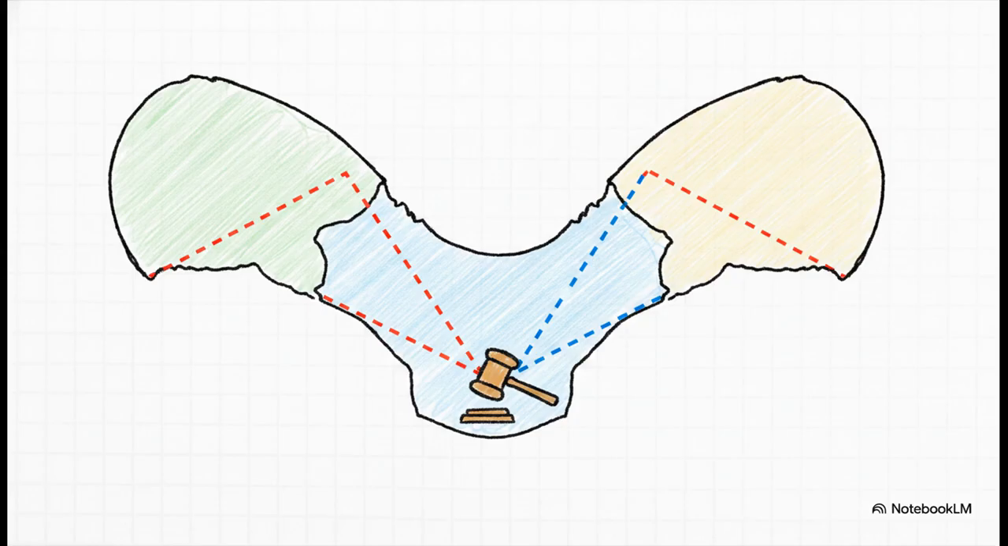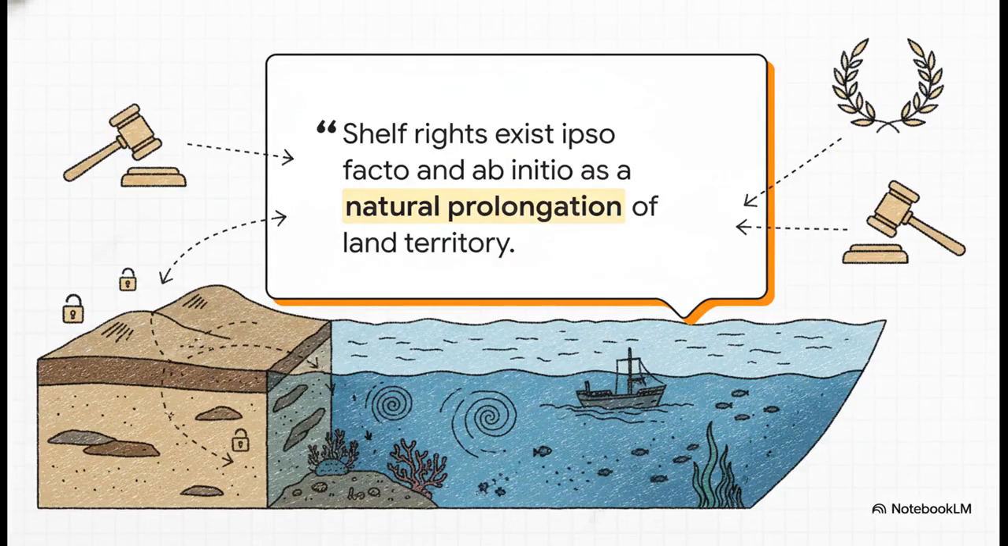The core legal issue was whether a specific boundary drawing technique, called the equidistance method, was considered binding, customary international law that Germany was legally forced to follow. The court ruled that no, the equidistance method was not binding customary law. But why this case really matters is the vital holding they established regarding the seabed itself. They confirmed that continental shelf rights exist ipso facto and ab initio as a natural prolongation of land territory. This historic ruling permanently cemented the rule that a state's rights to its underwater shelf are automatic and inherent. They require absolutely zero occupation or official proclamation to exist.